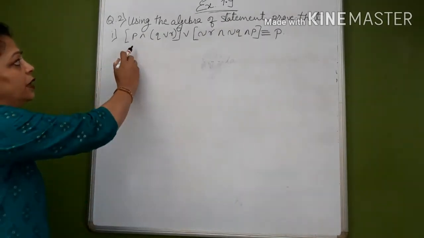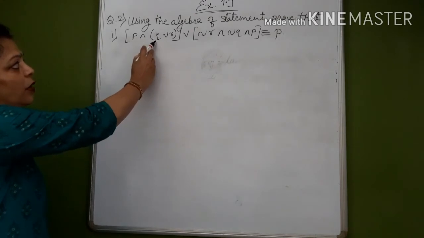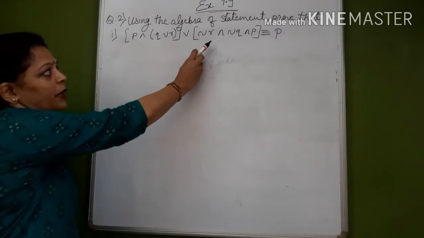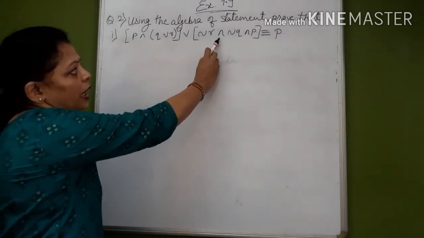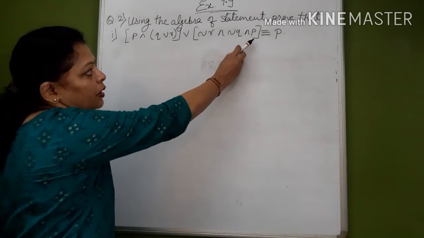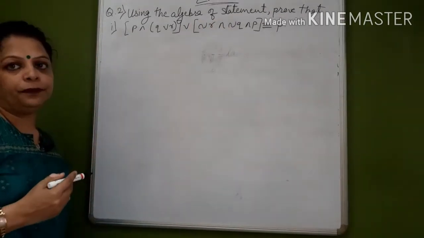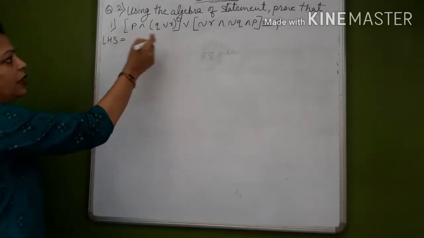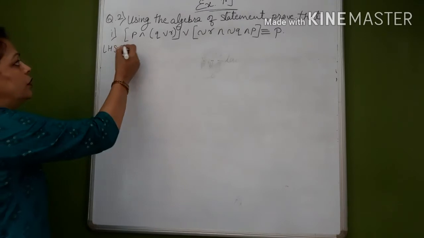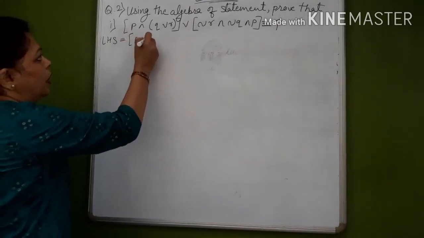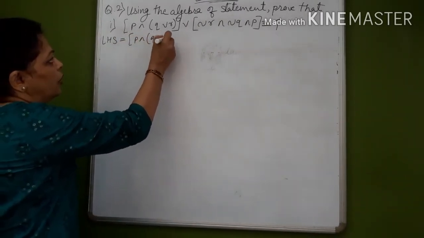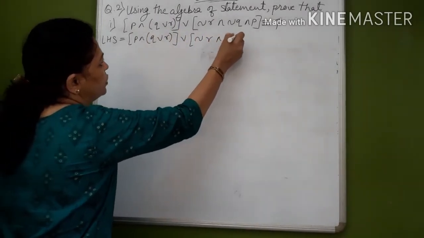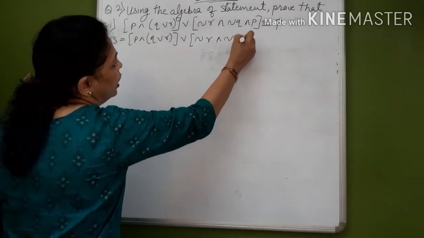The first one is [P and (Q or R)] or [(negation R and negation Q) and P], and that should be equal to P. So let us start with LHS and we will arrive at RHS. So let us copy it: P and (Q or R), and negation R, negation Q and P.